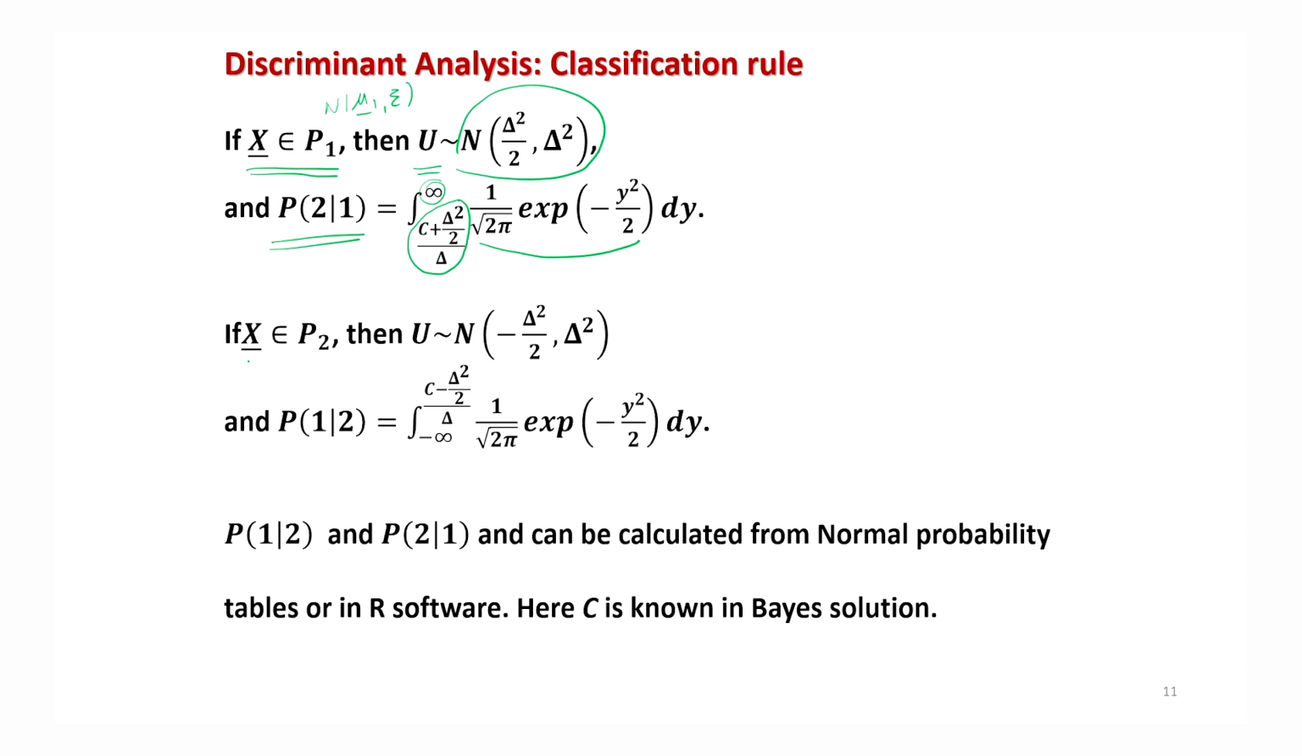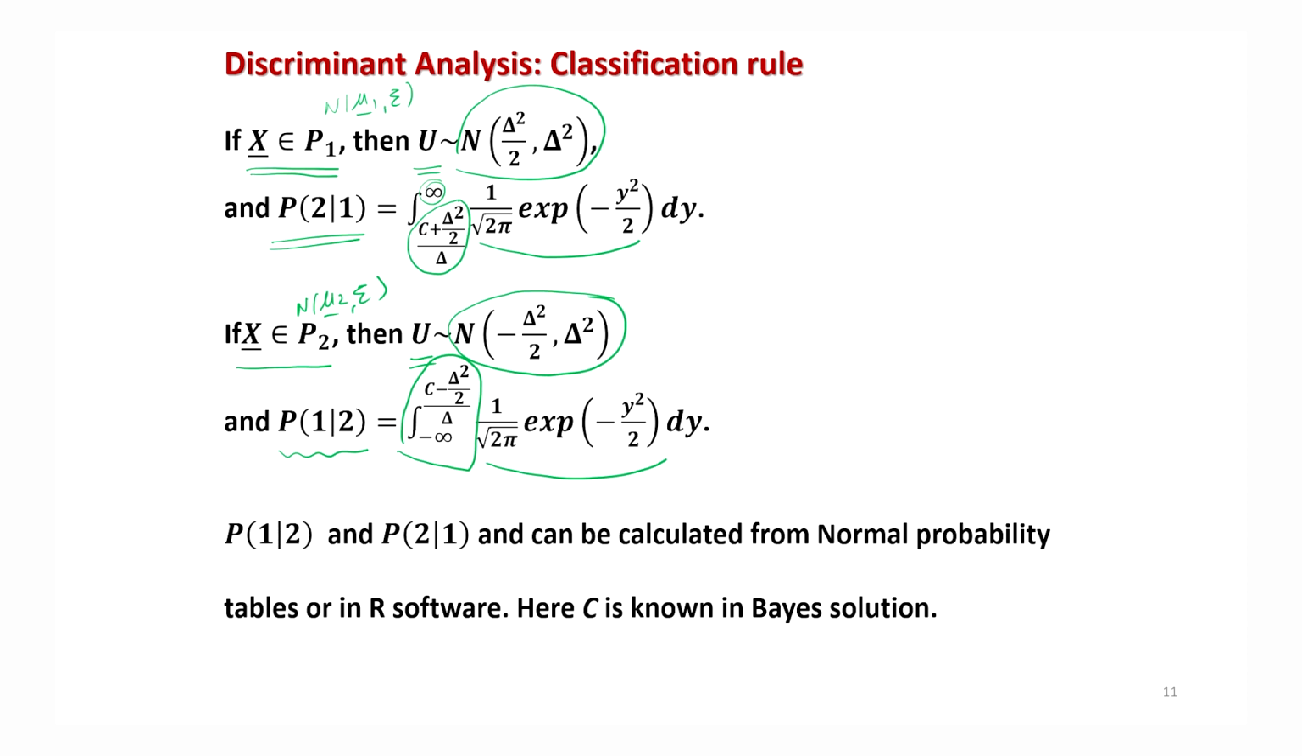And similarly, if the observation X belongs to the second population P2, which is normal mu 2 sigma, then the statistic U follows a normal distribution with mean minus delta square by 2 and variance delta square. Then in that case, this probability of misclassification can be obtained by this integral from minus infinity to C minus delta square by 2, of the PDF of the normal distribution, right.